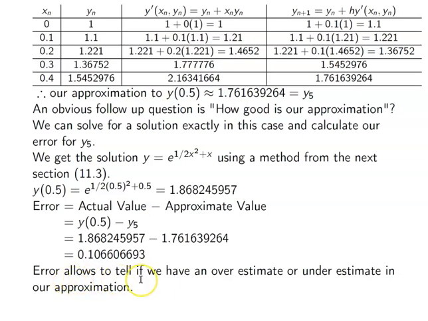My error allows me to tell if we have an overestimate or an underestimate. My error is positive, which means my approximation is under my actual value. That means my actual value is larger, so this is an underestimate. My absolute error is the absolute value of the difference. This is good for just saying how far off I am, period. If I don't care if I'm over or under, I just want to know how far away I am, that's where absolute error is important. I'm just taking the absolute value. Since this is positive anyway, the absolute error is the exact same value.